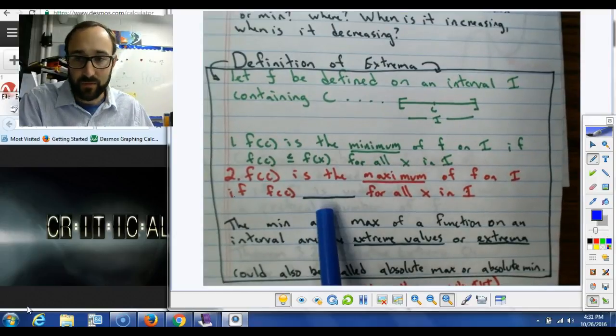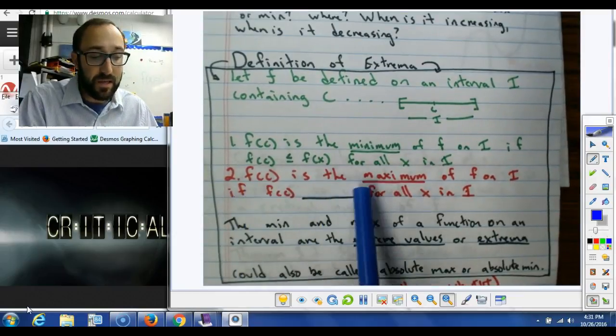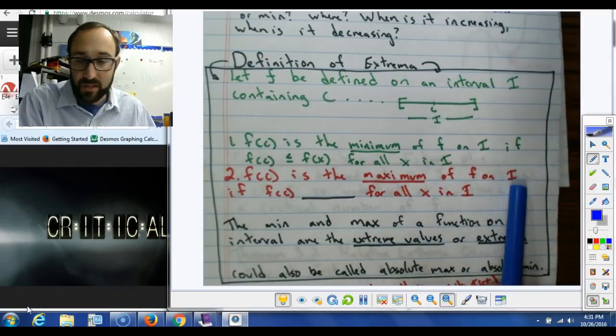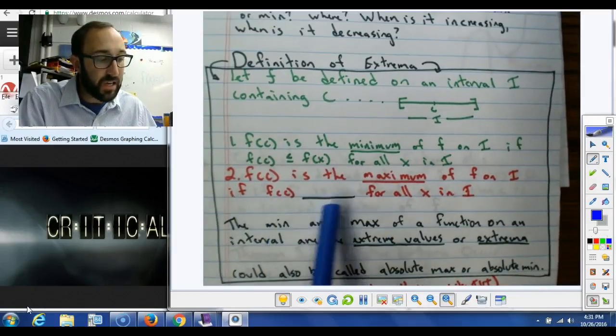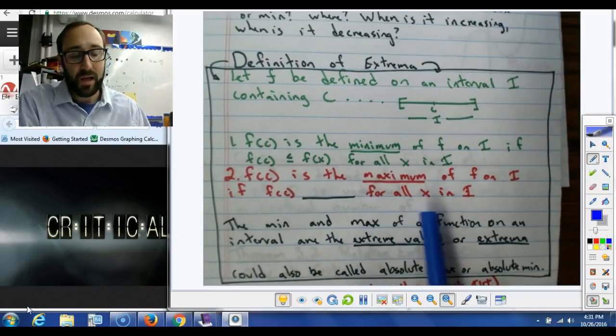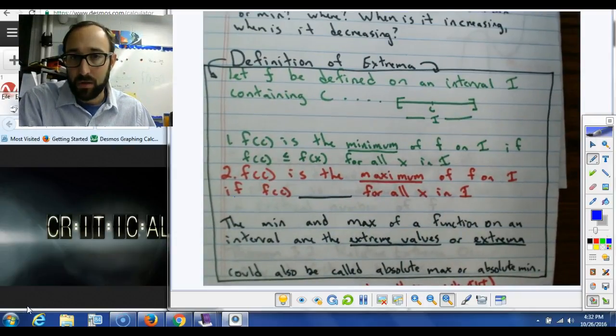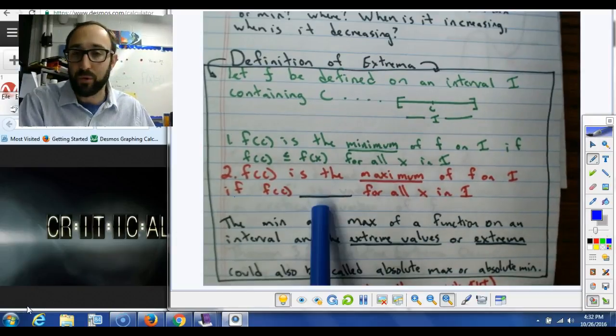And I bet you can find the next one for the maximum. f of c is the maximum of f on this interval I if f of c is blank for all x in I. You'll come back with this in class, and I bet you'll be able to tell me the right answer. I'm not going to fill it in for you, but it is important you know that part.